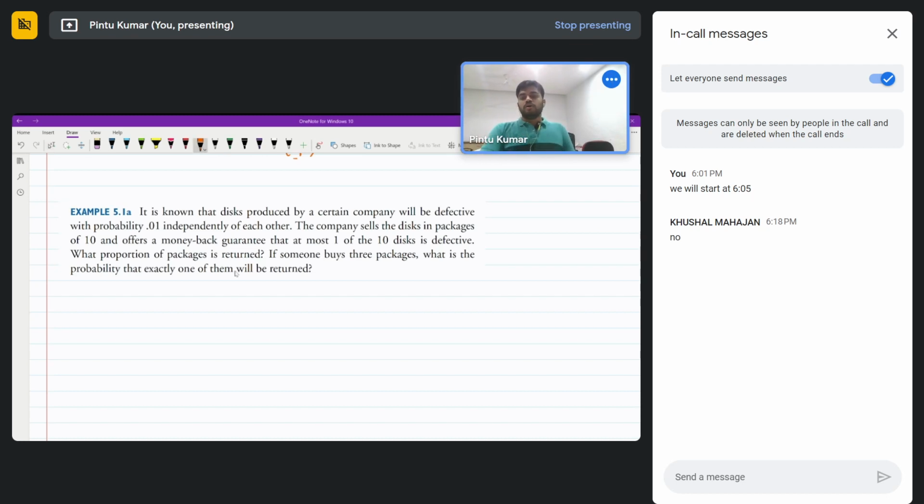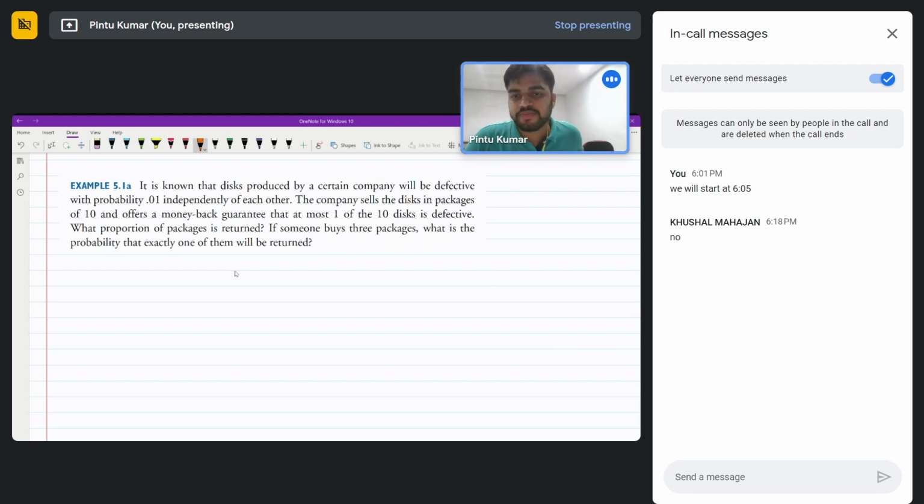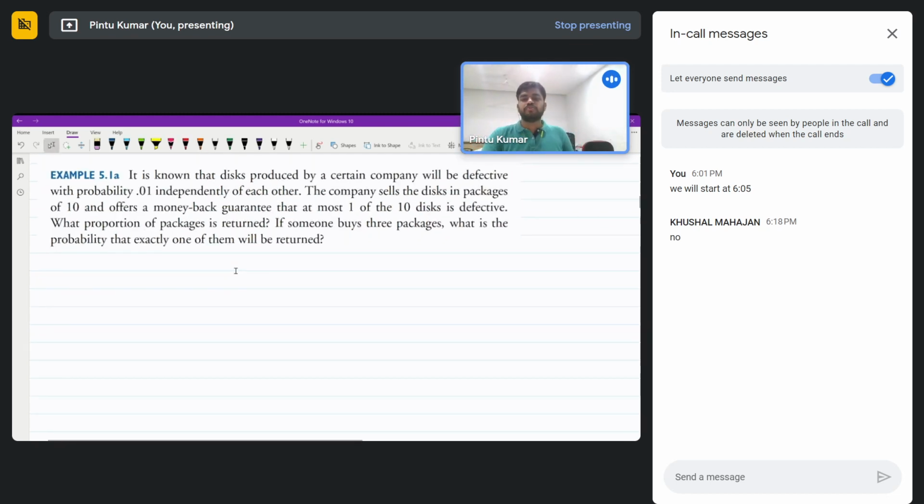Okay. So the question says, it is known that a disk produced by a certain company will be defective with probability 0.01. So let's say for a Bernoulli trial, your event of success, that is 1, is that your disk is defective. Then the p parameter that you have is 0.01. And independent of each other, that is the condition for Bernoulli trials becoming your binomial distribution.